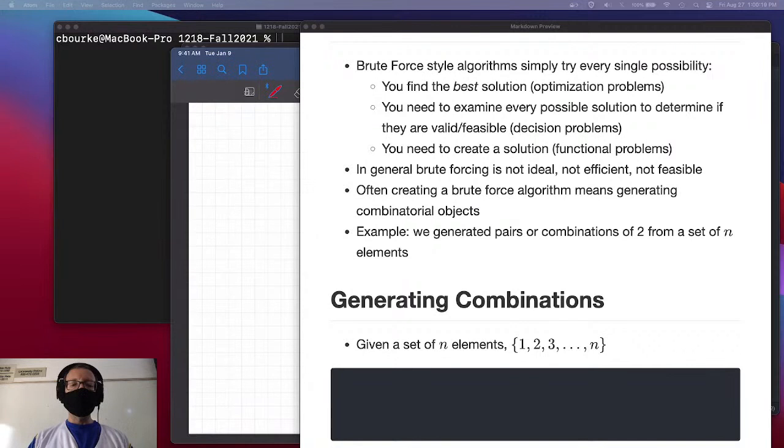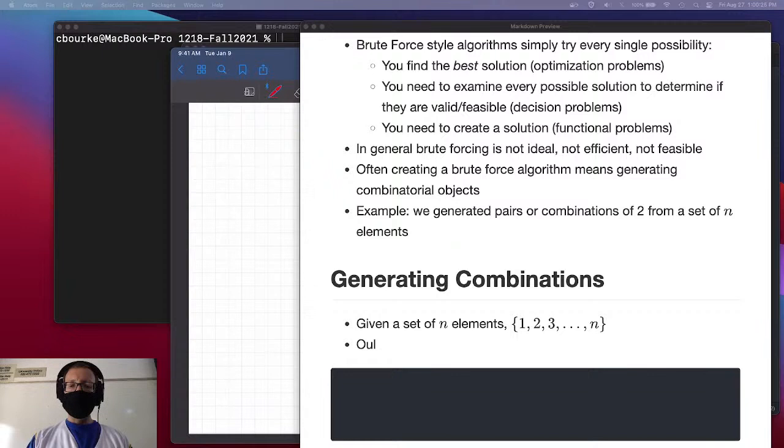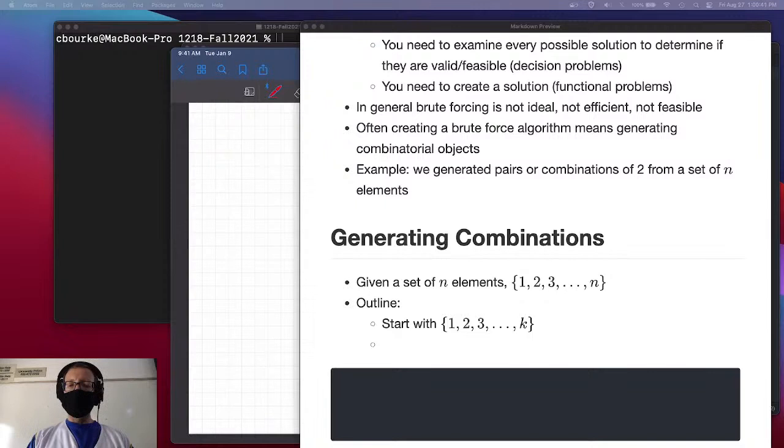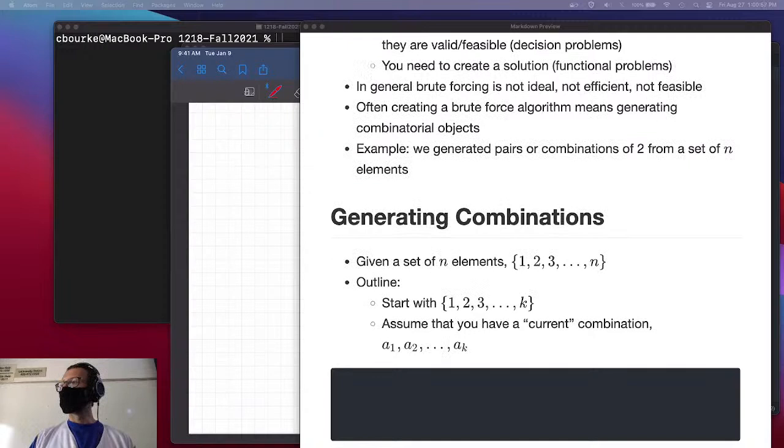So here's my outline. We're going to start with, well, where's a good place to start? With the lexicographically smallest one, 1, 2, 3, up to K. And then we're going to assume that you have a current combination. We don't know what it is, we don't care what it is, but we're going to label it A1, A2, ..., A sub K. Because remember, there are K of them.